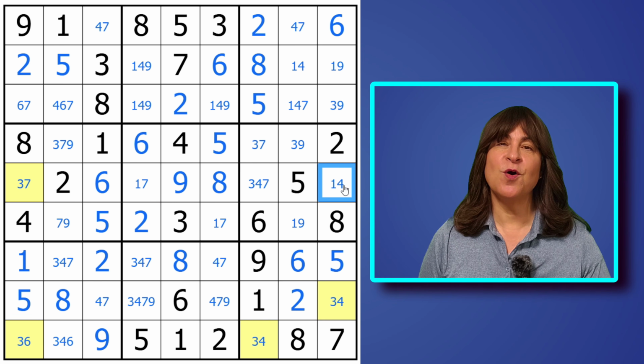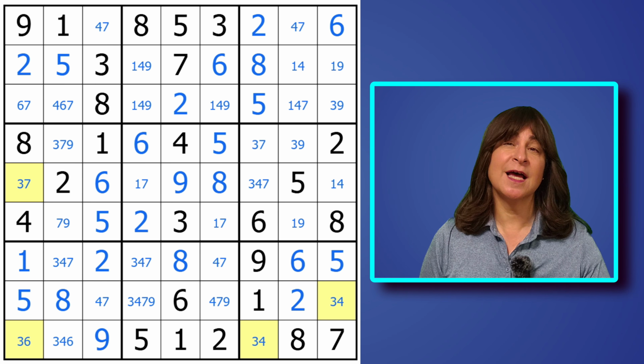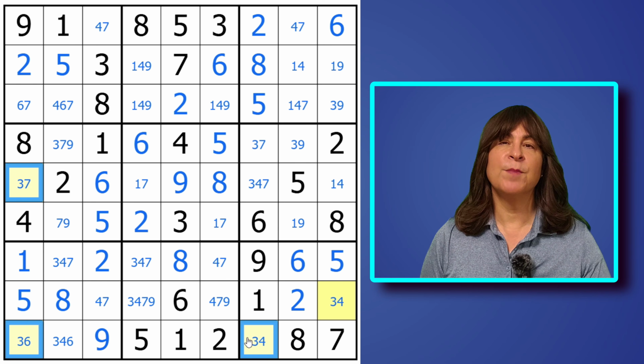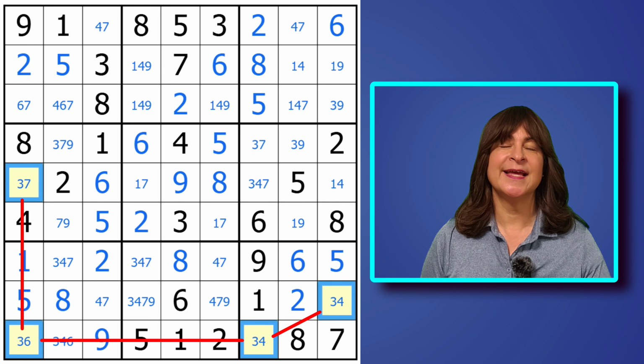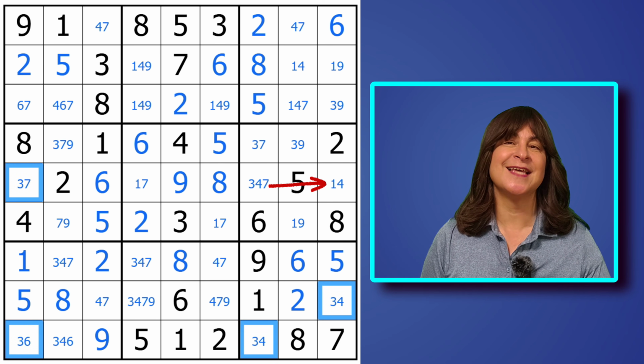This pattern is called a turbot fish because sometimes it forms a fish-looking pattern if you connect the cells, but it is really a type of chain. And this one lets us eliminate the 3 from this cell.